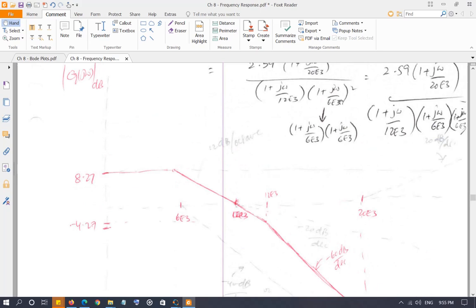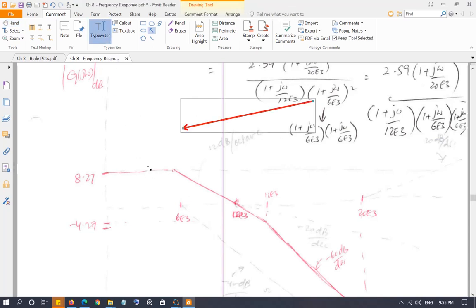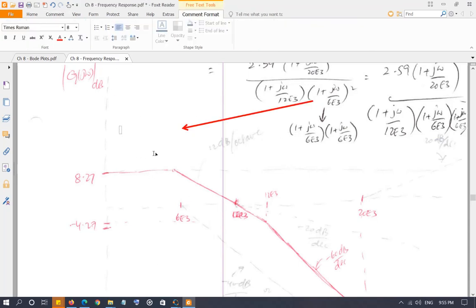And now the squared one, remember, when you take 20 log of this, what are you going to get? Let me do it here. You're going to get 20 log of what?